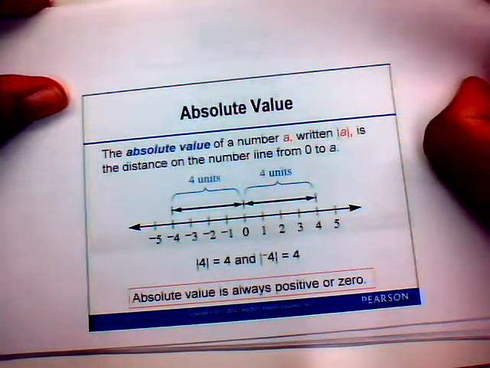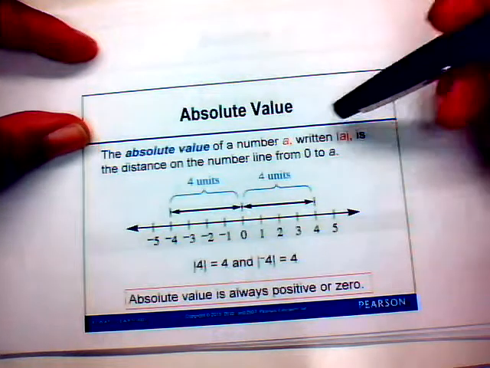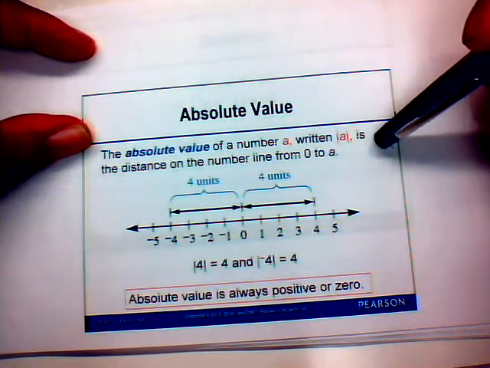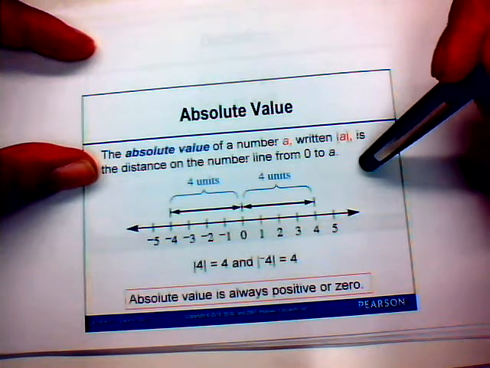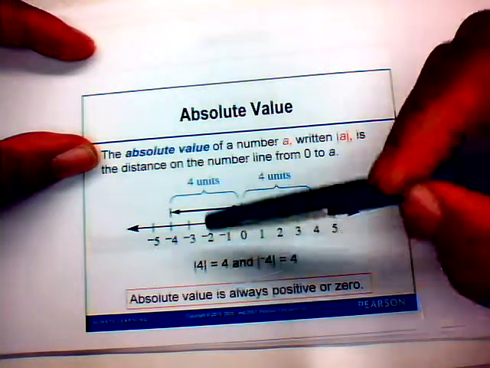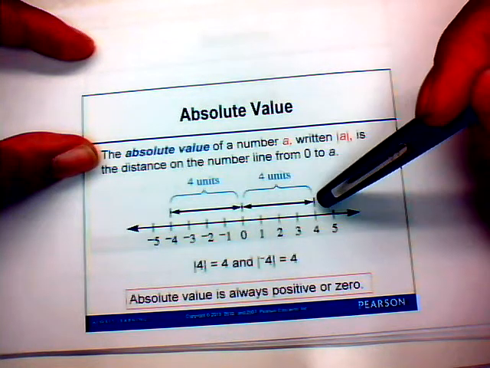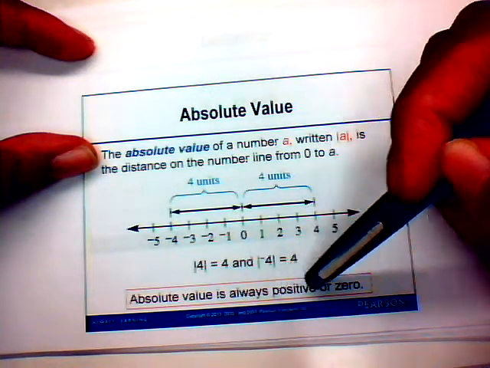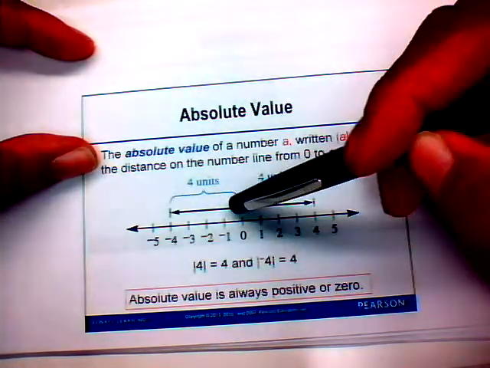Next, we'll look at the absolute value of a number. So the absolute value of a number called A is written like this, |A|, where you have the vertical bars on the outside. That represents the distance on the number line from 0 to A. Okay, so here the absolute value of 4 is going to be 4. The reason for that is 4 is 4 units to the right of 0. And the absolute value of negative 4 is positive 4. The reason for that is negative 4 is 4 places to the left.